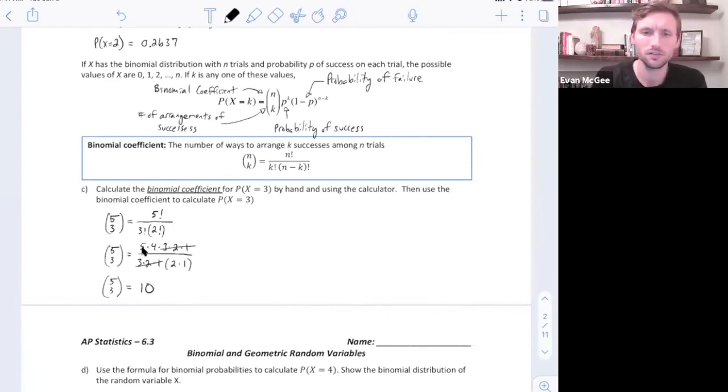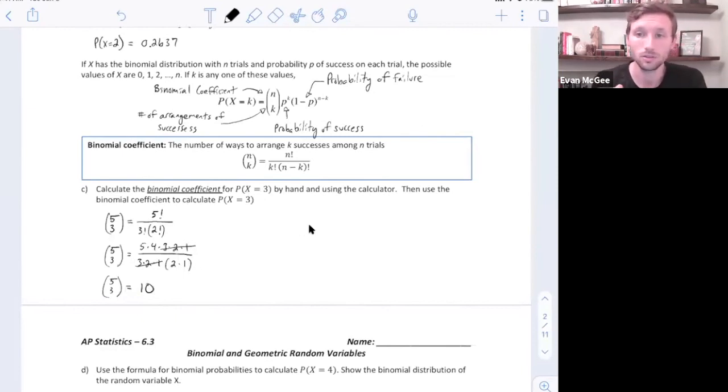So you can see if I've written out the factorials, the 3 times 2 times 1 cancels with the denominator, and so I'm left with 5 times 4, which is 20, divided by 2 times 1, which is 2. So the binomial coefficient for x equaling 3 is 10.